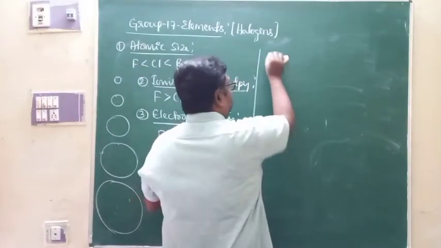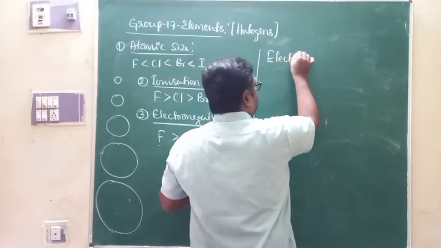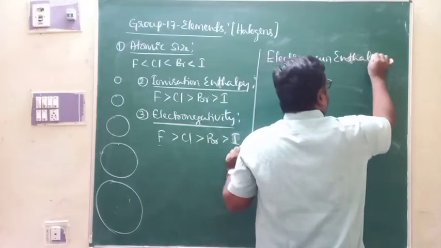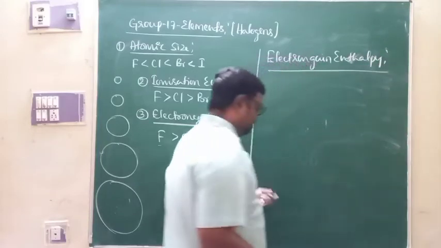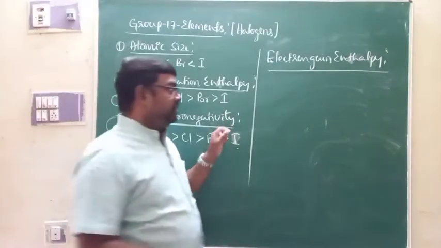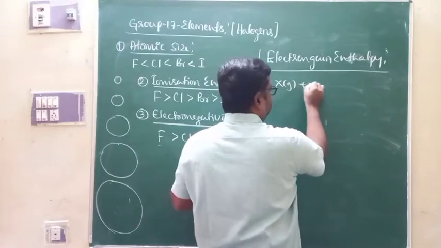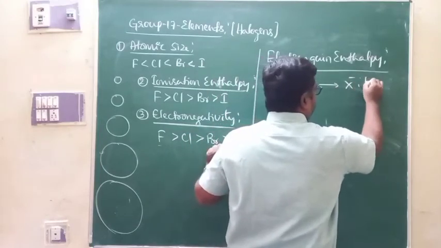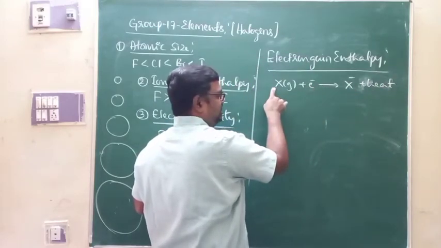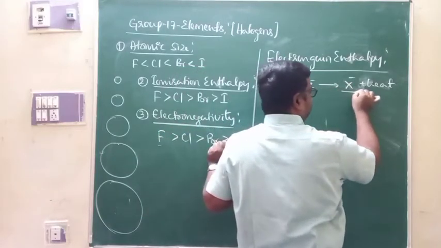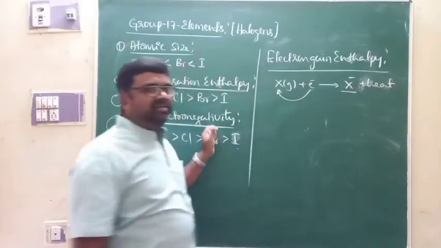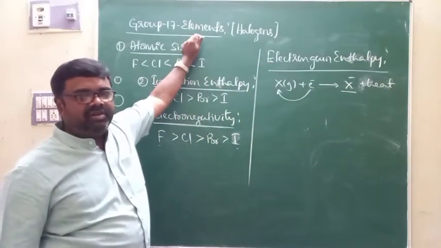And of course, next it will be electron gain enthalpy. I said, electron gain enthalpy is the amount of energy liberated when one electron is added to the neutral gaseous isolated atom. If I add one electron to the neutral gaseous isolated atom, then you are going to get X minus. During the addition of one electron to this neutral atom, energy will be liberated. That amount of energy liberated is called electron gain enthalpy.